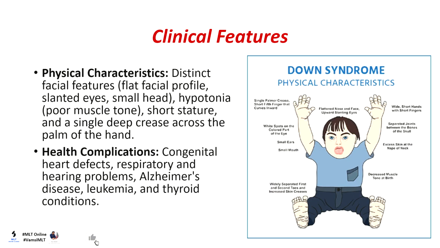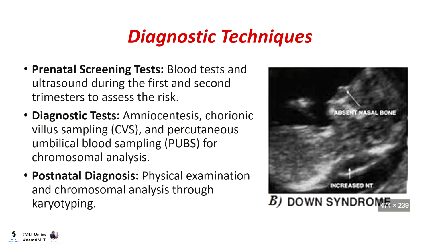Clinical features: physical characteristics, distinct facial features, flat facial profile, slanted eyes, small head, hypotonia, poor muscle tone, short stature, and a single deep crease across the palm of the hand. Health complications: congenital heart defects, respiratory and hearing problems, Alzheimer's disease, leukemia, and thyroid conditions.